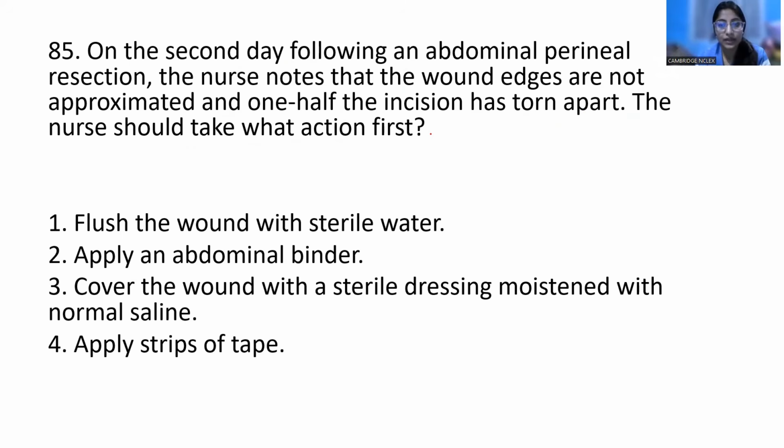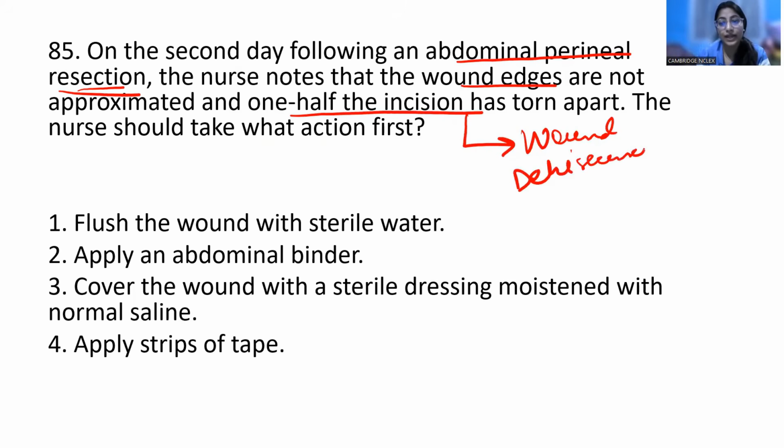So we can see here that the patient had an abdominal perineal resection. We've talked about this before. Now, after this surgery, the nurse notices that the wound edges are separated and not coming together, and half of the incision has split open. Now, this clearly indicates wound dehiscence. Okay, so that's what we're suspecting. So what's the first thing to do? What action does the nurse need to take first?